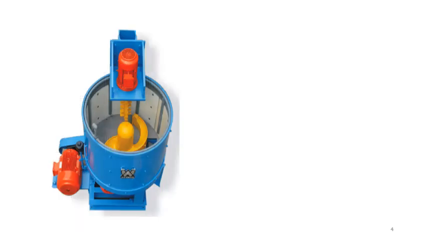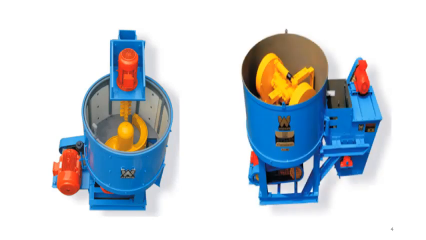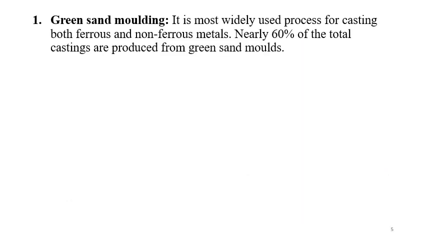Next, look at this figure. It shows the sand mixer, also called a muller. You mix the silica sand, base sand, additives, binders, and the required quantity of water, and switch on the motor. The wheel rotates inside the drum, properly mixing the ingredients, which are then used to prepare the molding box. This is called the sand preparation method in industries. Totally 9 important types were explained on the last slide, and the details will follow one by one.